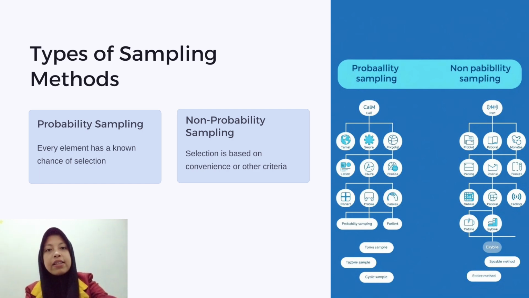The second is judgmental sampling. This is selecting individuals based on the researcher's judgment. Example is interviewing subject matter experts. The last is snowball sampling. This is where participants refer others to the study. Example is reaching hidden populations, like underground communities, by starting with a few participants.